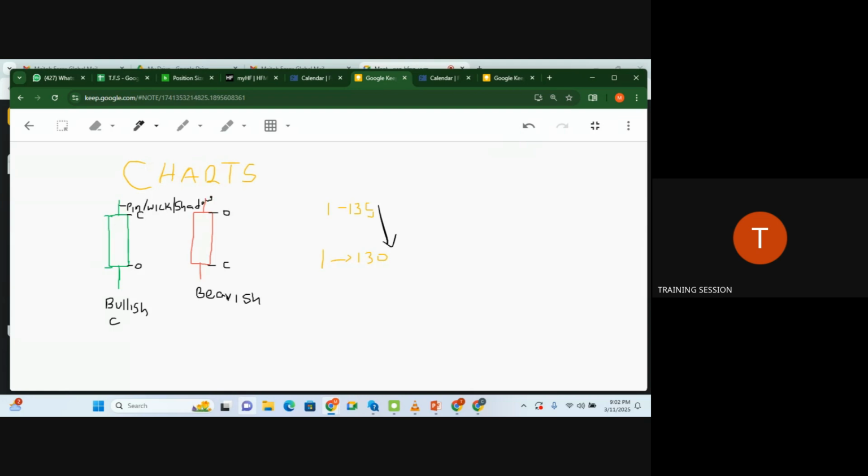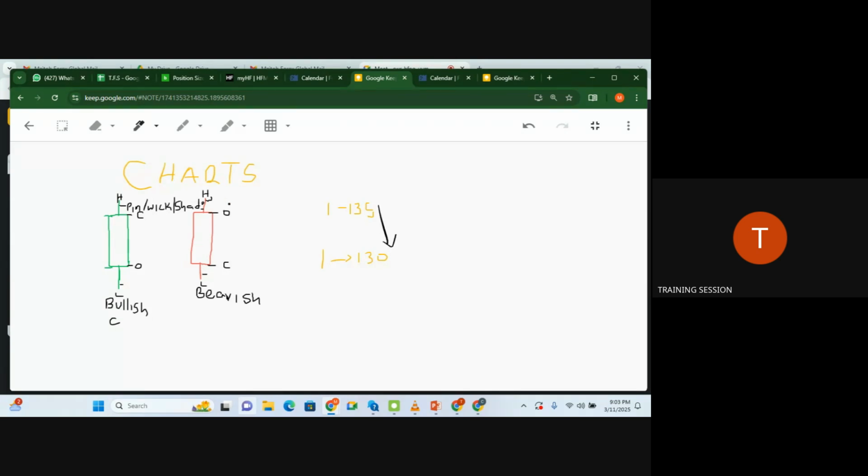So it is called pin, wick, or shadow, same as this one. Even down here, this is pin, wick, or shadow, the same as this one. On the high, this is the highest point the market went to. We call that the high. The lowest point the market went to, we call it the low. So that is the high, and down here we have the low. Again, that is the high, and down here we have the low. So we have the high and the low.